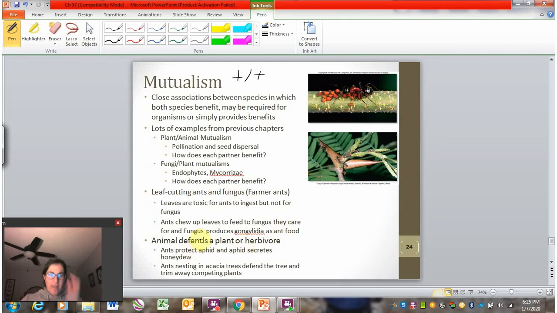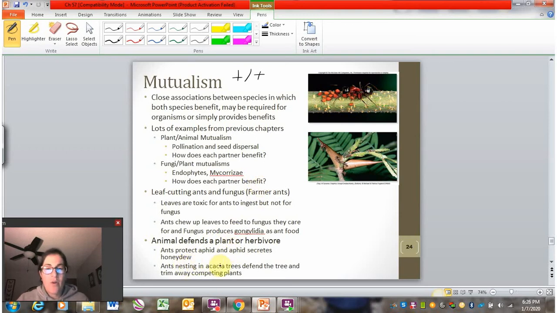There's also defense mutualisms where an animal defends another organism. For example, ants have been known to protect aphids because the aphids secrete a honeydew that they like to eat. So this is sometimes called the ants being a shepherd, because they're kind of shepherding around these aphids, taking care of them.